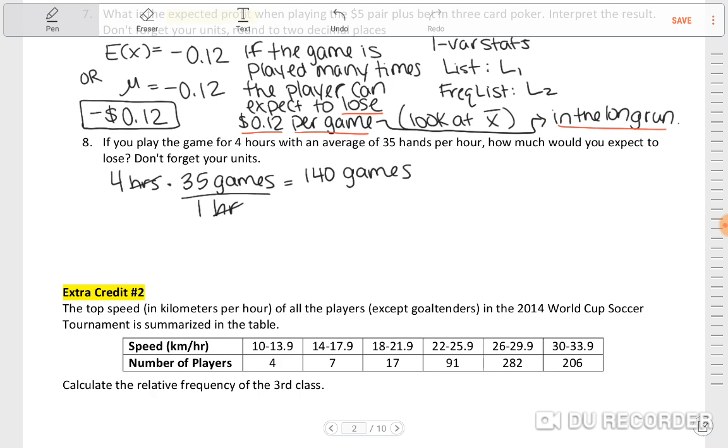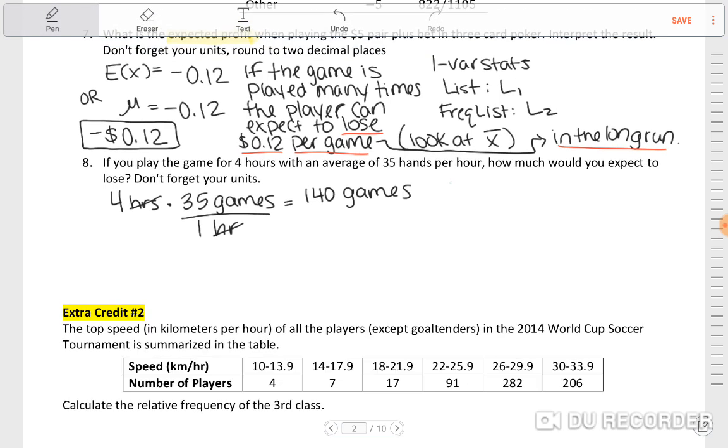And then it says, okay, so you're going to be playing 140 games. How much do you expect to lose overall? Okay, well, if you're losing 12 cents per game, that's why the per game part is important. That means that 140 games times 12 cents per game. Oh, I'm sorry. Let me write this a little bit differently. And it's not 12 cents, it's negative 12 cents. 140 times negative 12 is going to equal negative 16.8.